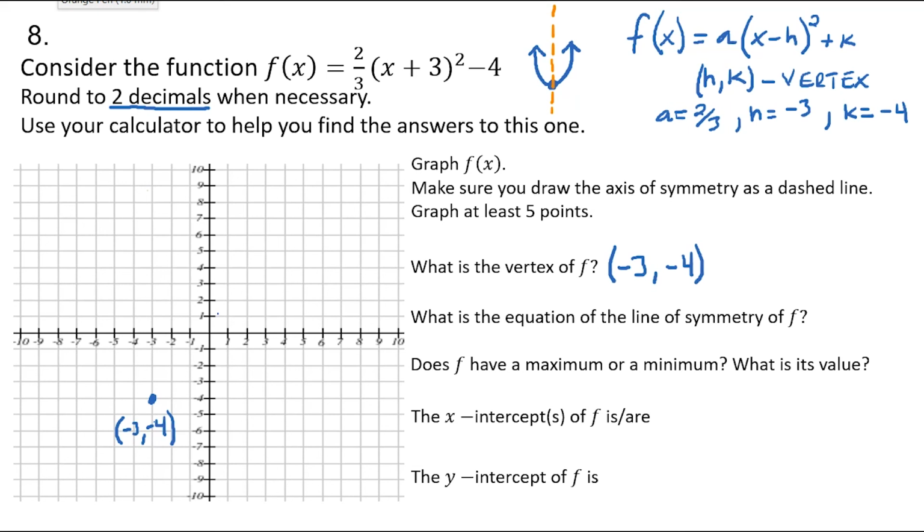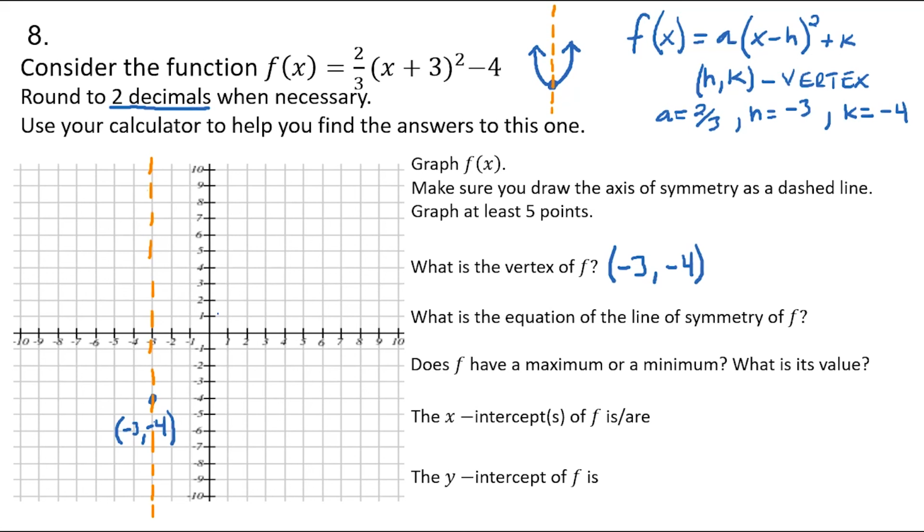is the equation of the line of symmetry, because that's also going to help us graph this. So remember that the axis of symmetry runs right through the vertex. In this case, since the parabola is opening up, it's a vertical line, and remember we have to make it a dashed line. So this is the vertical line that runs right through our vertex.